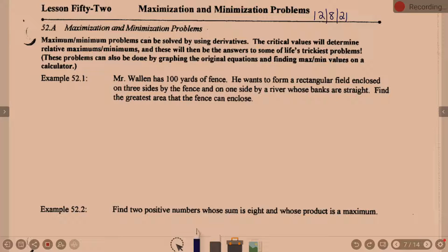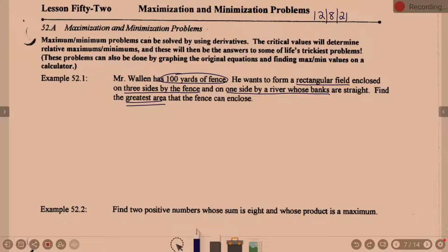Okay, so let's see, given information. He has 100 yards of fence we're going to use in this problem. He's wanting to form a rectangular field enclosed on 3 sides by fence and 1 side by the river. And we're being asked to find greatest area. So we're being asked to maximize area is what we're being asked to do here.